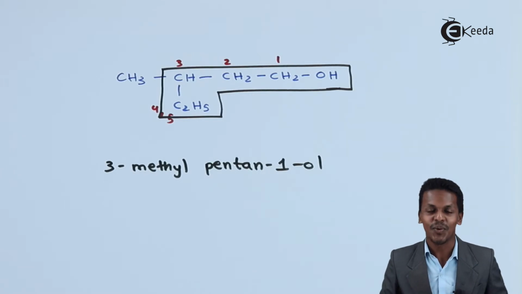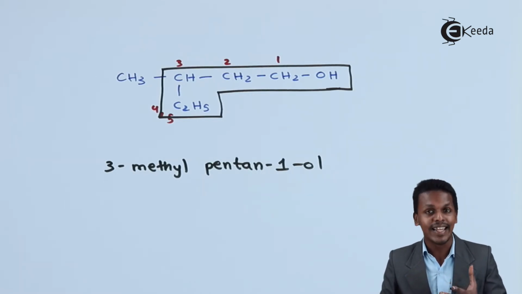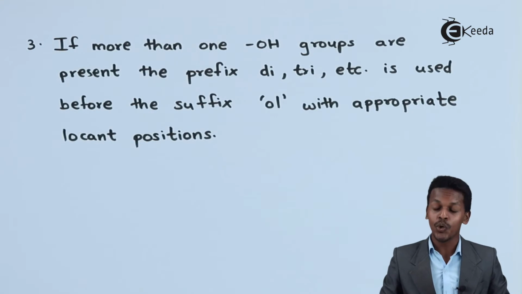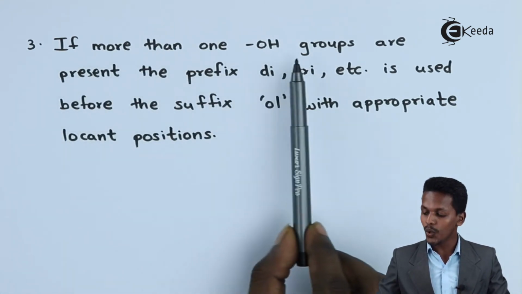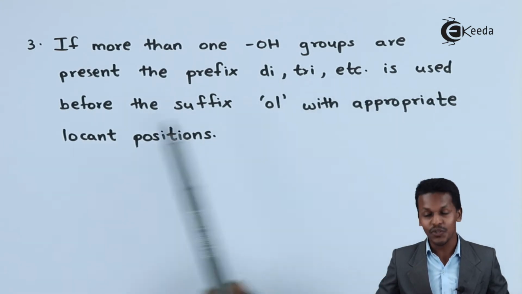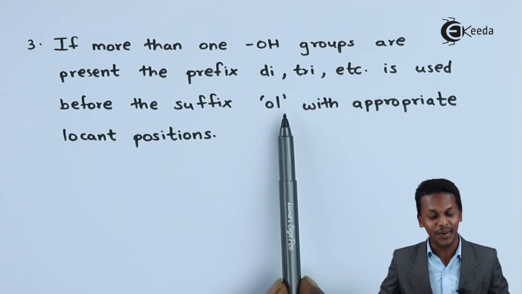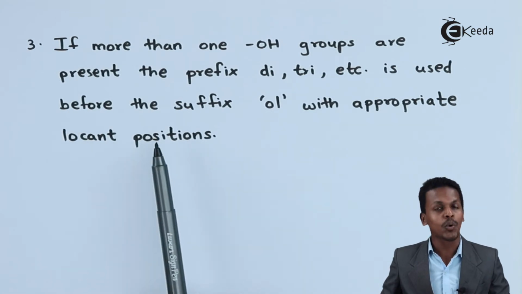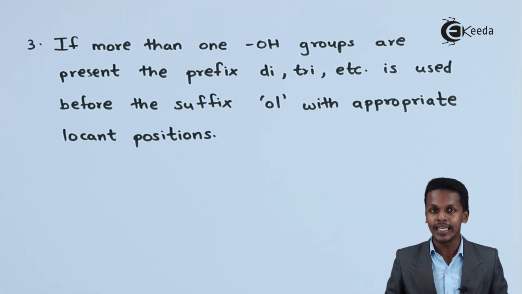And that is nothing but one of the examples. Now let me talk about the next rule as well as the next examples. Talking about another important rule: if more than one OH group is present, the prefix di, tri, etc. is used before the suffix OL with the appropriate locant position. Locant position in the sense that we have to number the functional group, which in this case is OH.